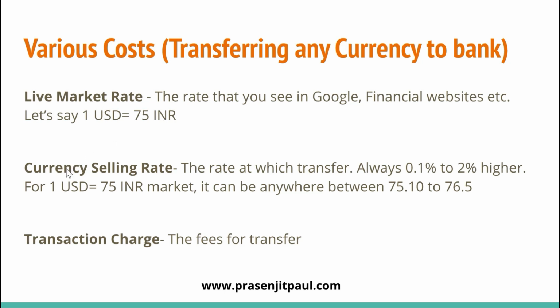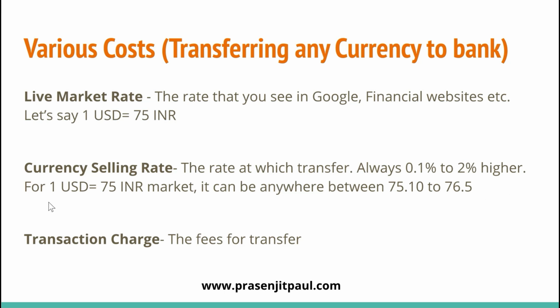The second is currency selling rate. Remember, the rate that you see, for example today 1 USD is 75 Indian rupees. But while you do the money transfer, you can't get the exact 75 rupees. Most of the banks or financial institutions charge higher. So this is the currency selling rate, the rate at which you will transfer the money. This is always 0.1% to 2% higher.